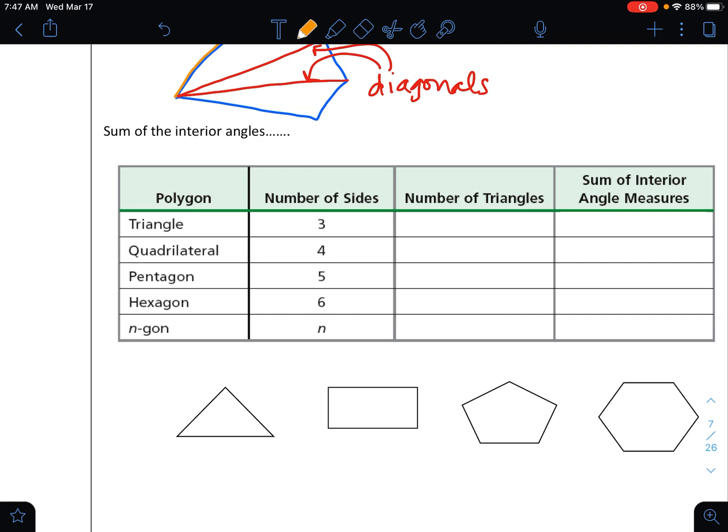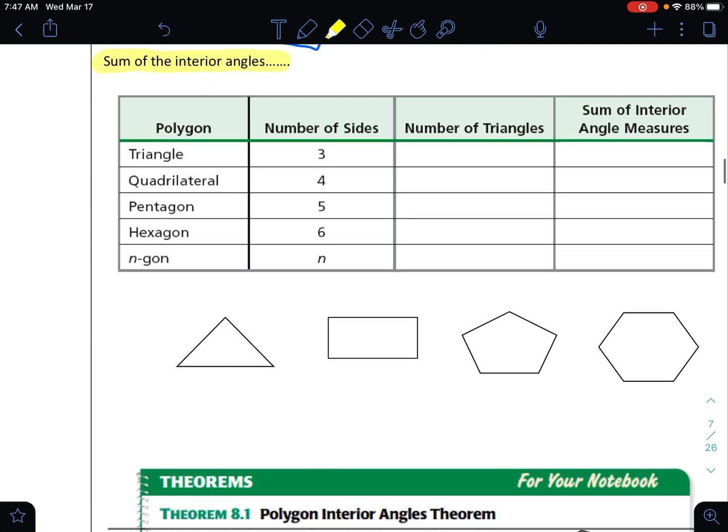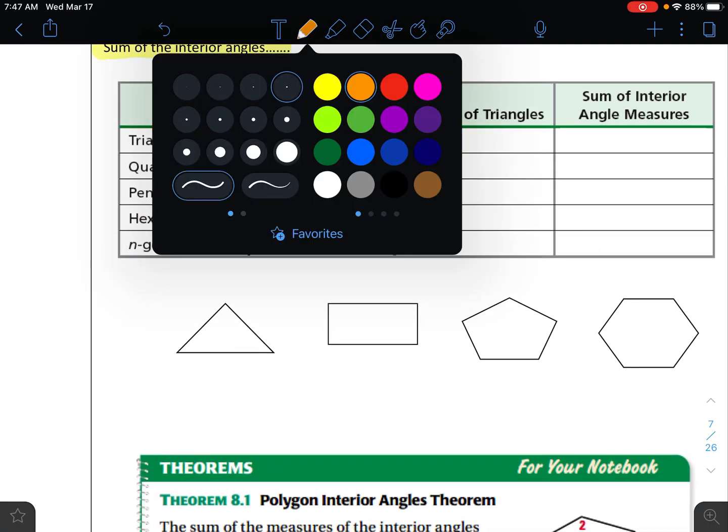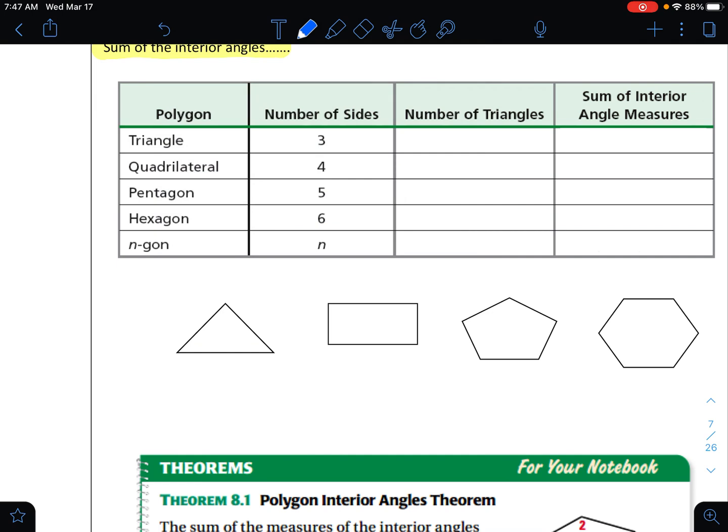So we are trying to determine here what the sum of the interior angles is for any polygon, any number of sides. Okay, so I'm going to start with these shapes down here. I'm going to start with a triangle. Of course, we already know that a triangle has 180 degrees. So I'm going to jump back and forth between this section and then this section. Okay, so I'm going to be right here for a minute.